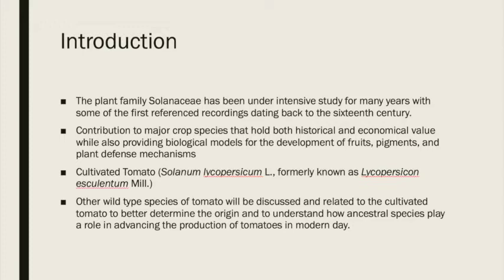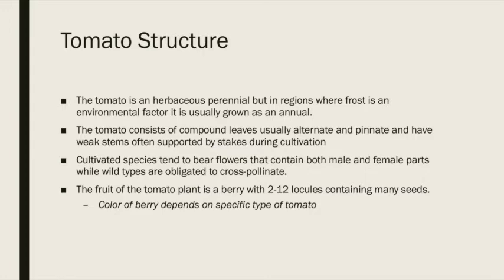These wild-type species of tomato will be the key in diversifying the genetic makeup of the cultivated tomato for future purposes. The tomato is an herbaceous perennial, but in regions where frost occurs, it is grown as an annual because the plant itself is not able to handle the stresses of the frost. The tomato consists of compound leaves, usually alternate and pinnate, and have weak stems often supported by stakes during cultivation.